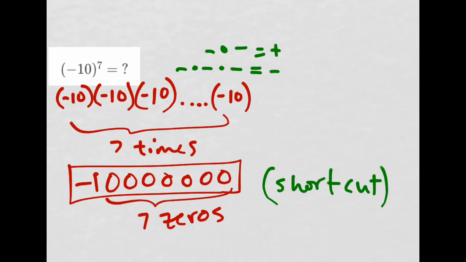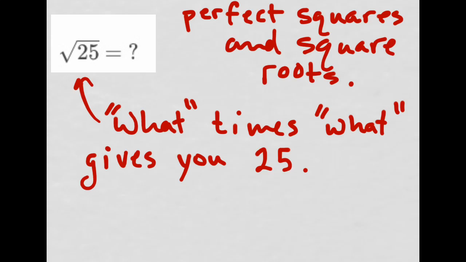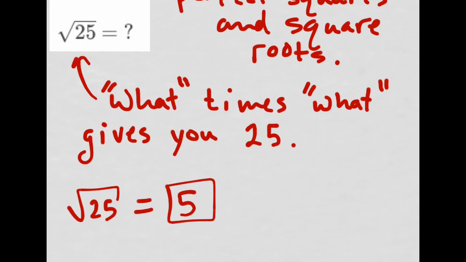Okay, moving on. Perfect squares and square roots. If you haven't seen this before, I think you should have, but if you haven't, this means what times what gives you 25. So here, that would be 5 times 5. So the square root of 25 is going to equal 5. That's our answer for that one.